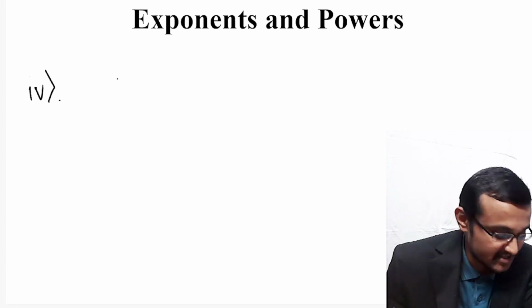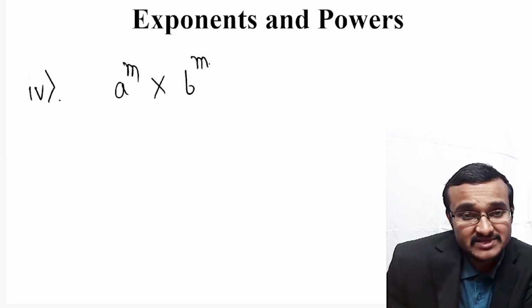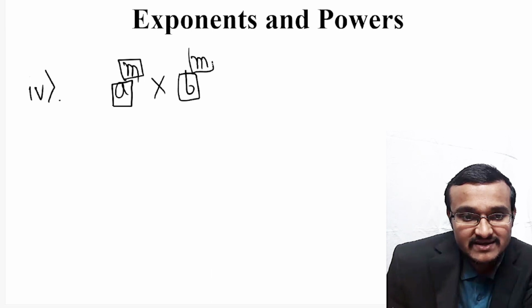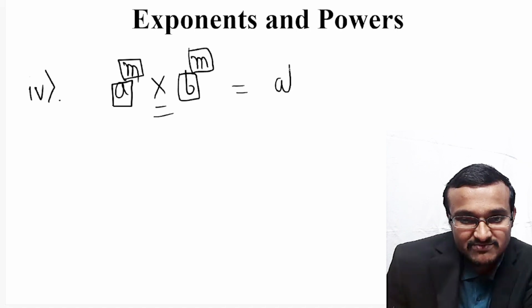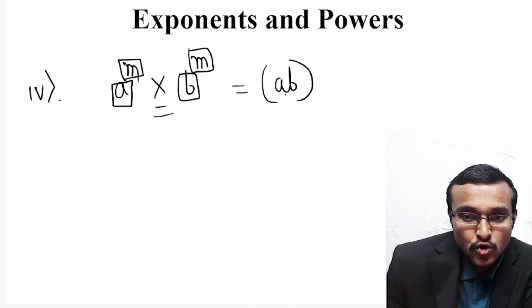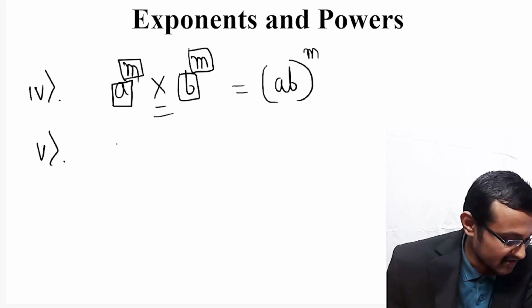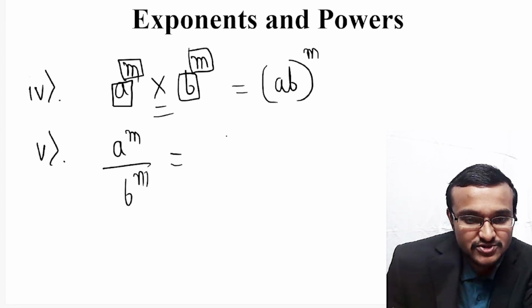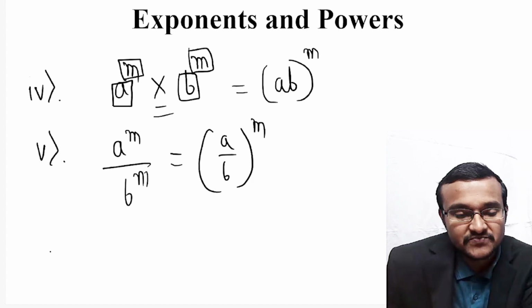Coming to the fourth law in this chapter, they have given a power m into b power m. Here you can see the base is different but the powers are the same, and here we are multiplying these two terms. At this point you can multiply a and b, and take the whole power as m. So this is one particular law. Coming to the fifth law, a power m divided by b power m. Here division is there. Here also you can take a by b whole power m. So this is the fifth law.